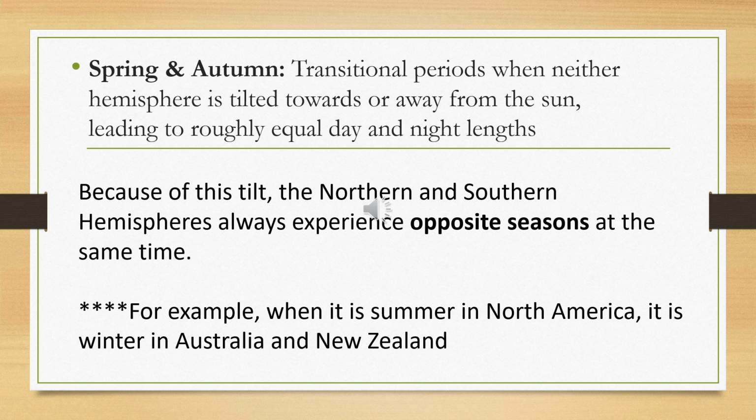So how about spring and autumn? Now, spring and autumn occur during a transitional period when neither hemisphere is tilted towards or away from the sun. So it leads to roughly equal day and night lengths. Because of this tilt, the northern and southern hemispheres always experience opposite seasons at the same time. So for example, when it is summer in North America, it is winter in Australia and New Zealand.